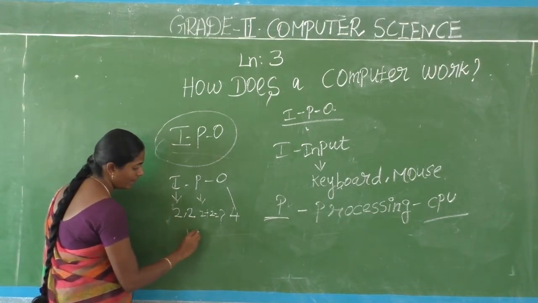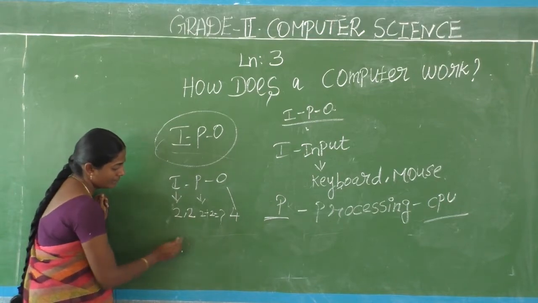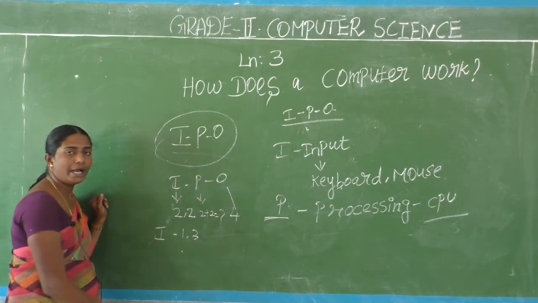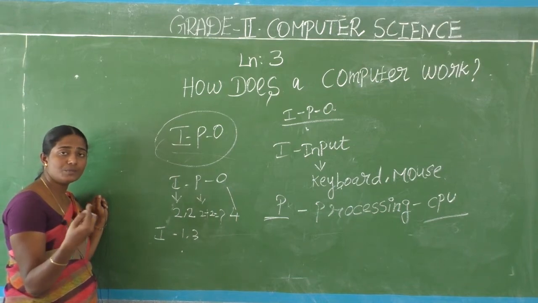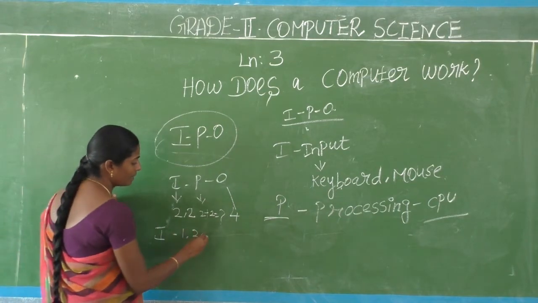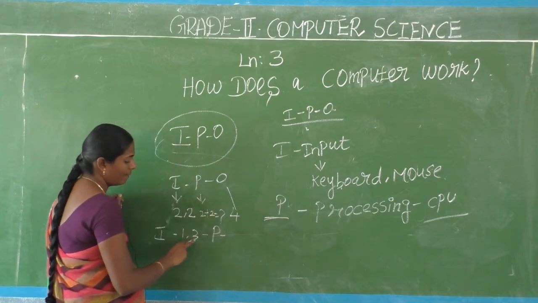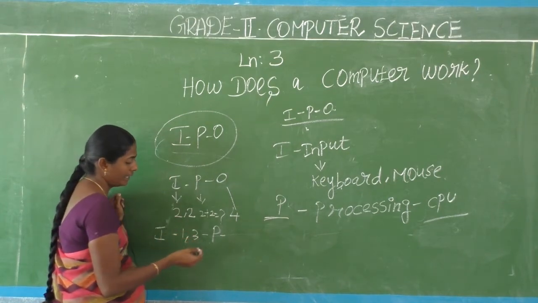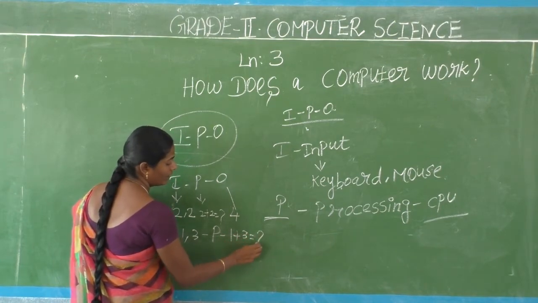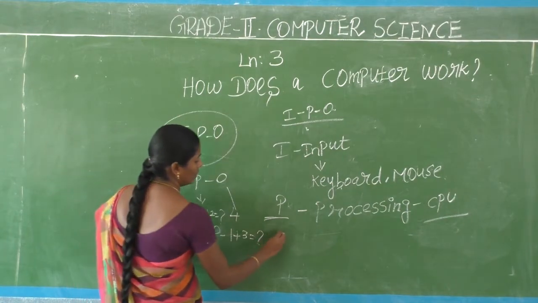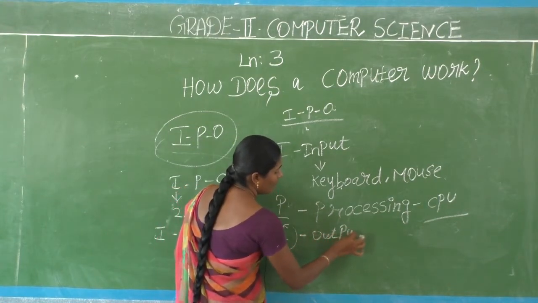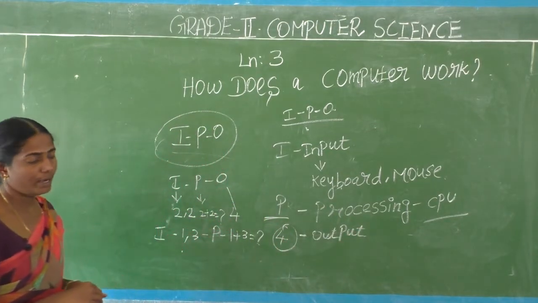See here 1, 3. What is this? Here one input. I give 1, 3 as input. After that, what is the next step? The next step is processing. In processing we can subtract, add, or do anything. Here 1 + 3 = what answer comes? 4. What is this? This one is output.